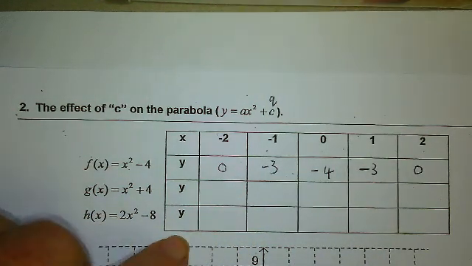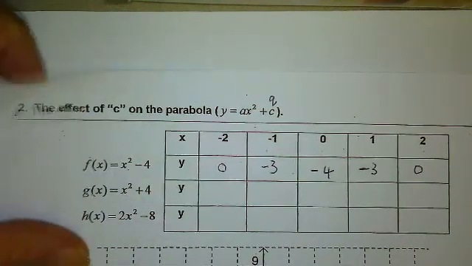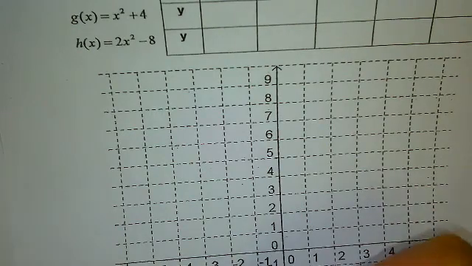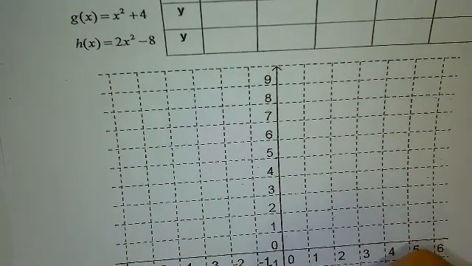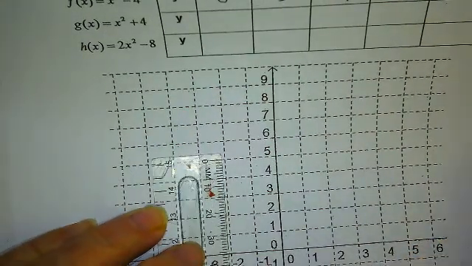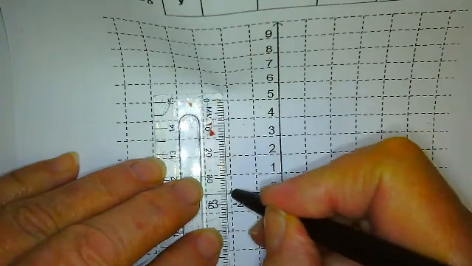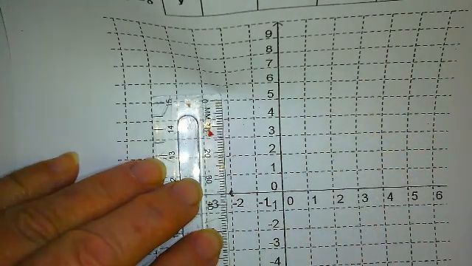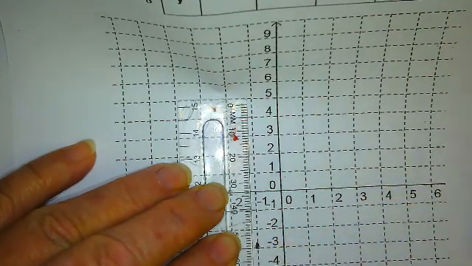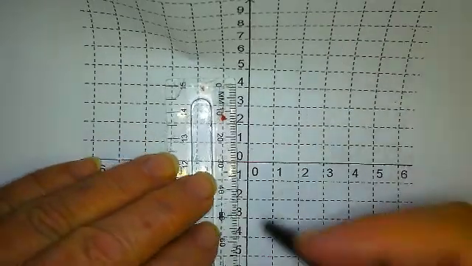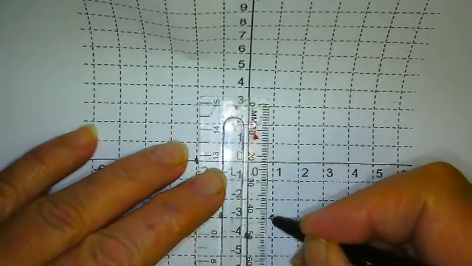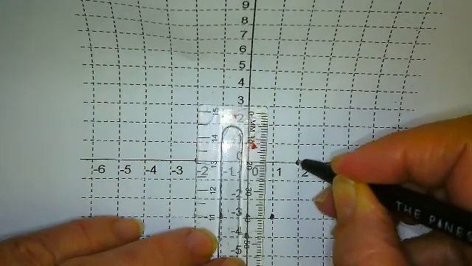The next step you must do is now to plot the points. So now you go negative 2 first. Once again, you can use your ruler to get your x value, and then you just go up. So that's my negative 2 there, and then the y value will be 0. Then negative 1 goes to negative 3. Make your dot there. And the 0 goes to negative 4. And the 1 goes to negative 3 again. And the 2 goes to 0.